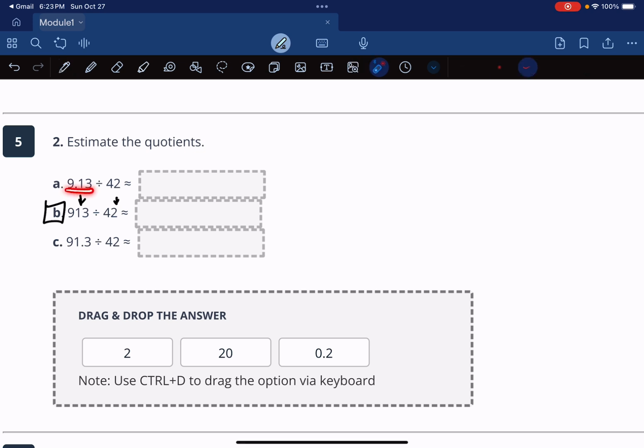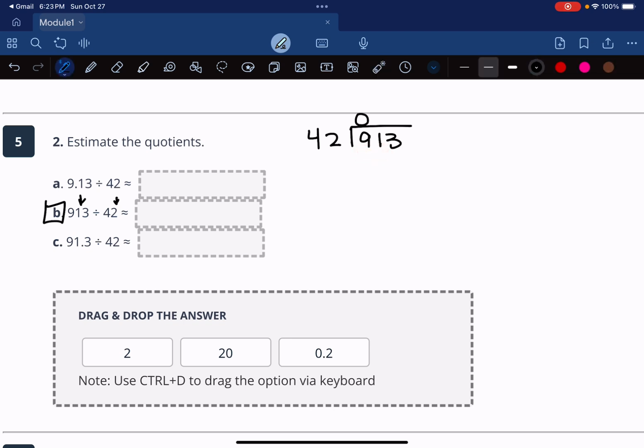We have 9 and 13 hundredths, 913, 91 and 3 tenths. The only thing that is different is where our digits are at on the place value, because of us including decimals here. But I'm going to start with the one that does not have a decimal. So I'm going to take 42 for my divisor, 913 as my dividend. And I'm going to say, can I make any groups of 42 with 9? I cannot. Can I make any groups of 42 with 91? Yes, because it is bigger. Remember, I want equal to or bigger than in order to make groups.